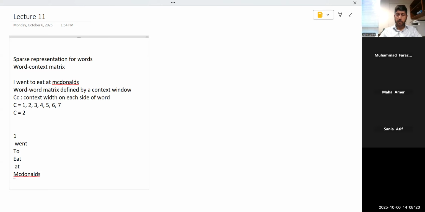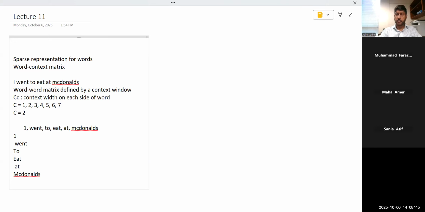And generally this matrix would also have the context be the same vocabulary. So the context, its columns, will also be the same. Let me write those as well. So: I went to eat at McDonald's. Of course, this is a very small corpus.